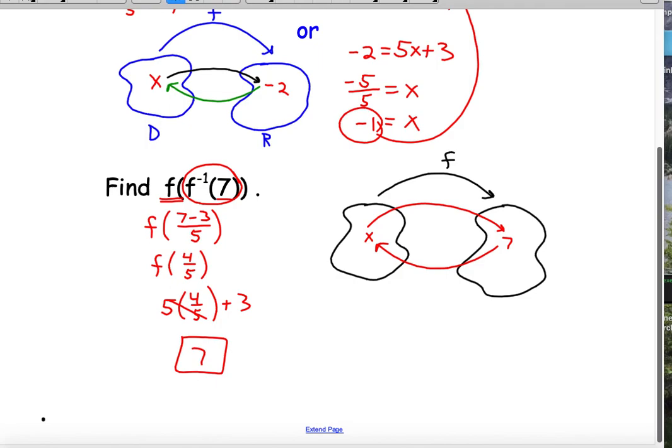They're taking me on a roundabout trip. So I started at 7. F inverse took me over to here, whatever that is. Who cares? But then I'm going to take f of that, which I know will take me right back to where I started. So sometimes thinking a little bit instead of diving in will save you a little bit of time.